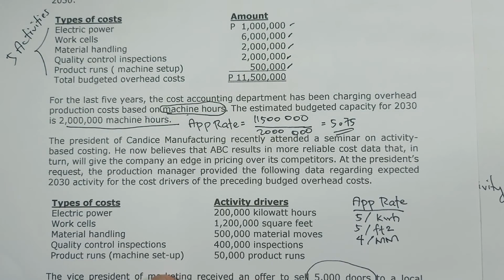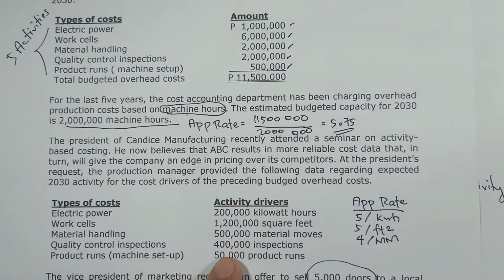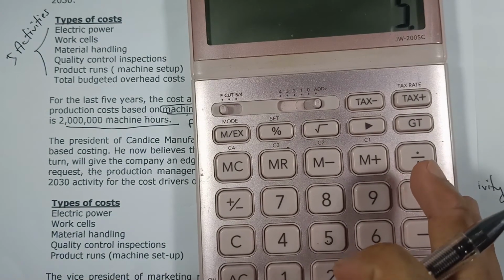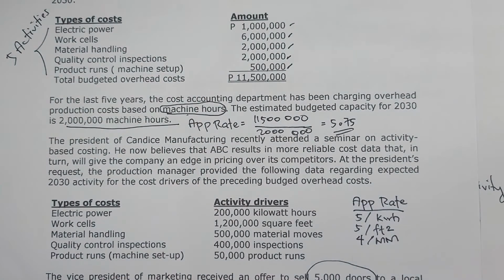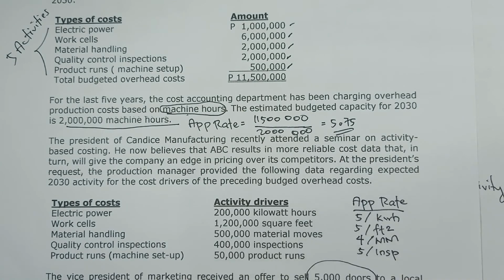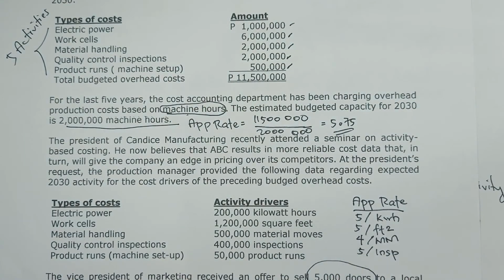Next is the quality control inspection. Allocated cost is 2 million pesos, divided by how many inspections in total? We have a total of 400,000 inspections. So, this will give us 5 pesos per inspection. So, as you can see, it is just like traditional costing, except this time, we divided the total overhead, and so we have many application rates.